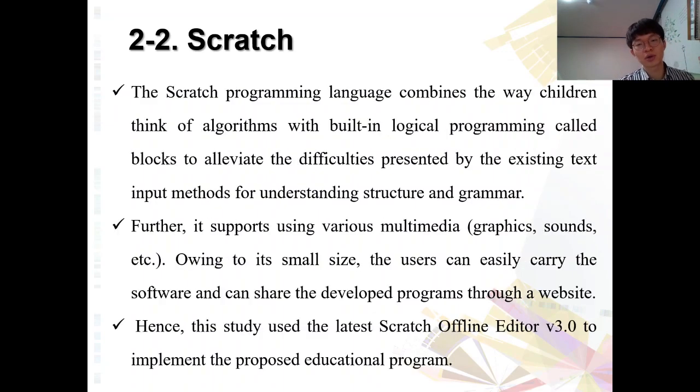The Scratch programming language combines the way children think of algorithms with the built-in logical programming, called blocks, to alleviate the difficulties presented by the existing text input method for understanding structures and grammar. Further, it supports using various multimedia like graphics, sounds, etc. Owing to its small size, the user can easily carry the software and can share the developed program through the website. Hence, this study used the latest Scratch offline editor version 3 to implement the proposed educational program.